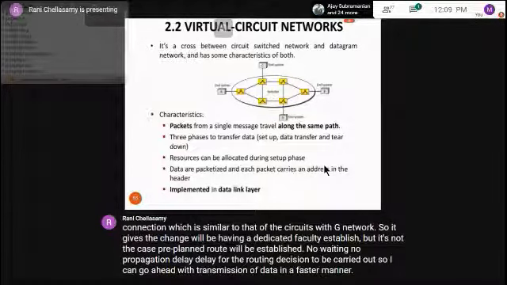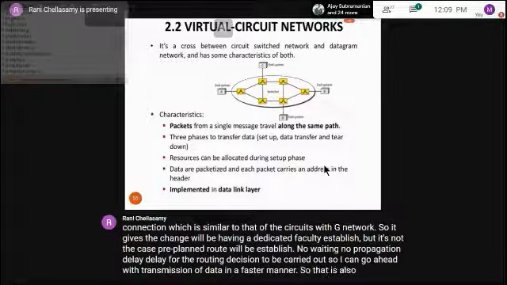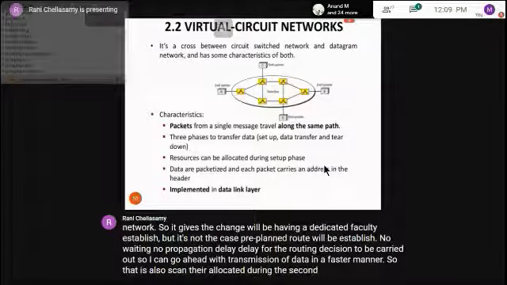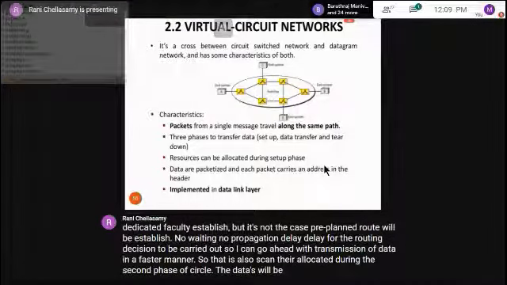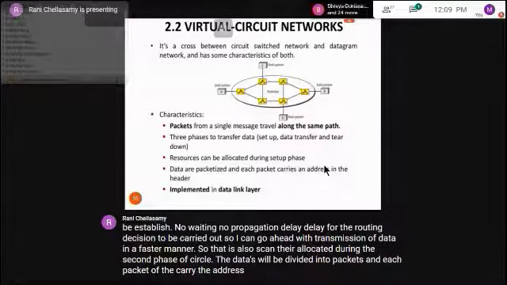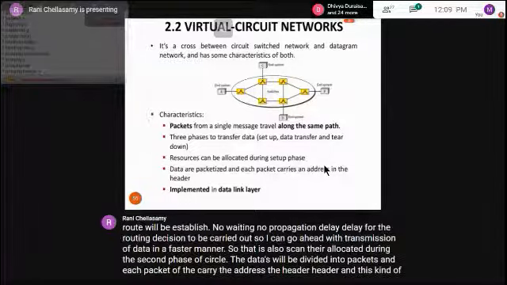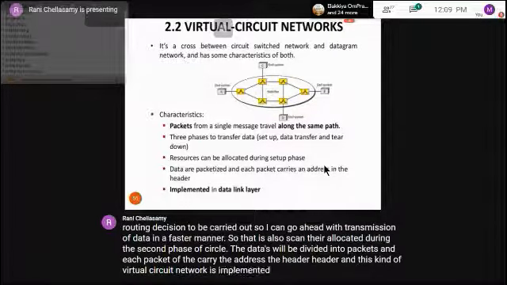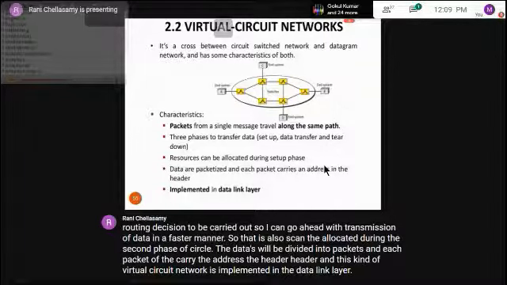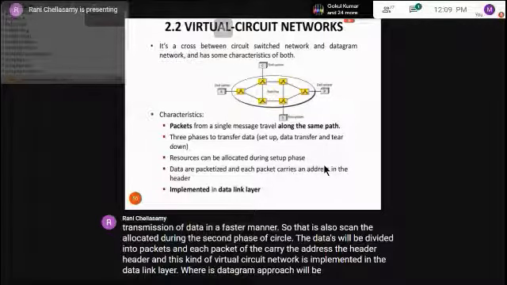So you can go ahead with transmission of data in a faster manner. Okay. So the resources can be allocated during the setup phase itself. The data will be divided into packets, and each packet will be carrying the address in the header. And this kind of virtual circuit network is implemented in the data link layer, whereas the datagram approach will be implemented in the network layer.